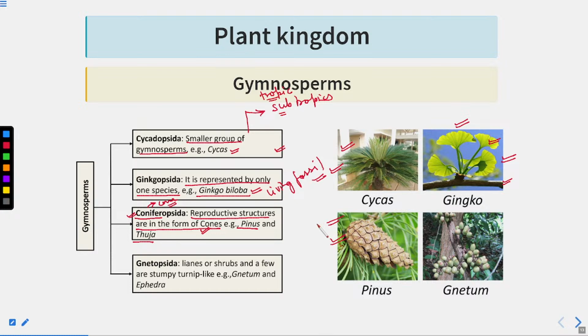They are mainly characterized by the male and female cone. They have different male cones and female cones. Their size and their structures are totally different, so they are morphologically different. You can say that this is the male cone and this is the female cone.